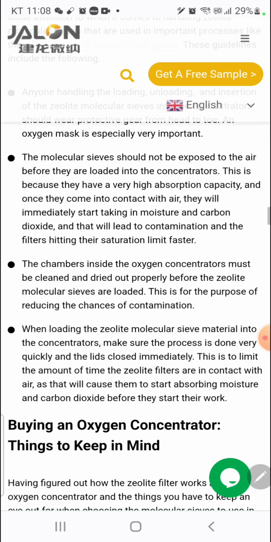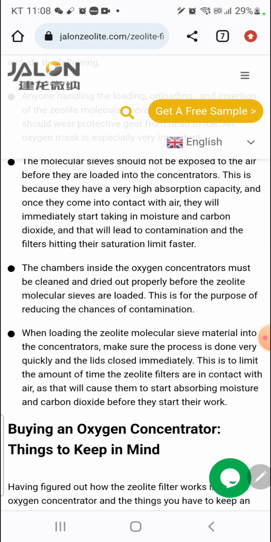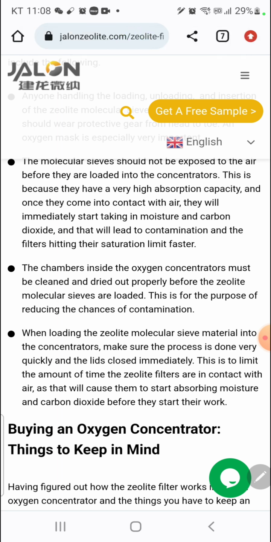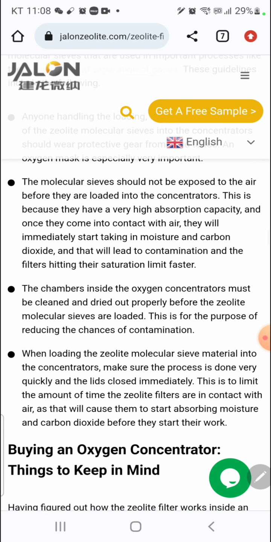The molecular sieves should not be exposed to the air before they are loaded into the concentrators. This is because they have a very high absorption capacity, and once they come into contact with air, they will immediately start taking in moisture and carbon dioxide, and that will lead to contamination, and the filters hitting their saturation limit faster.